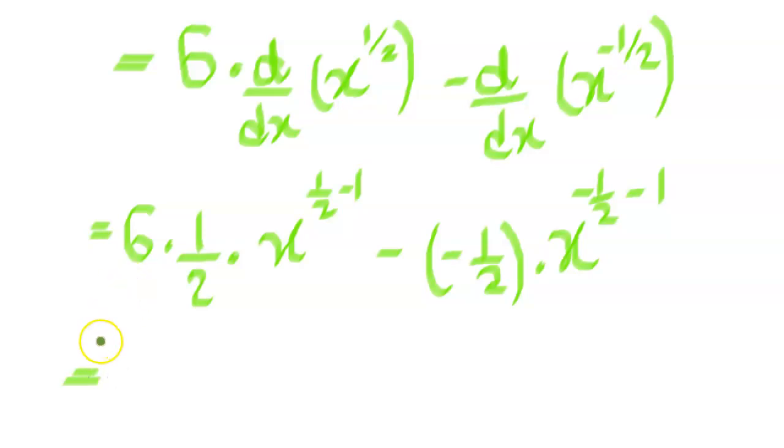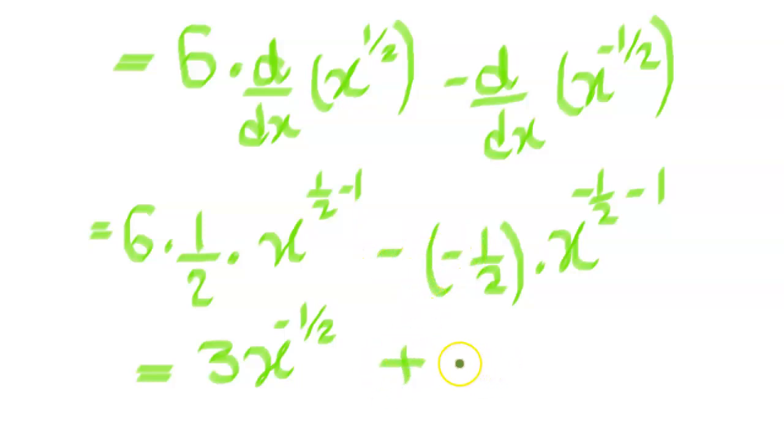That will give you 6 times half is 3x. One half minus 1 is minus half. This minus and this minus makes a plus, and that's half, 1 over 2. And then minus half minus 1 gives you minus 3 over 2. Now remember, this is the first differential.